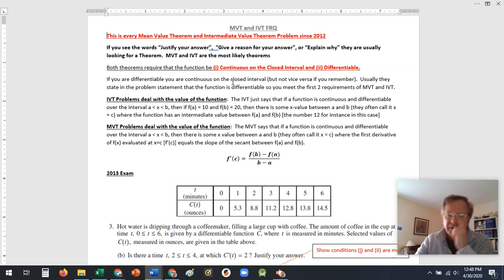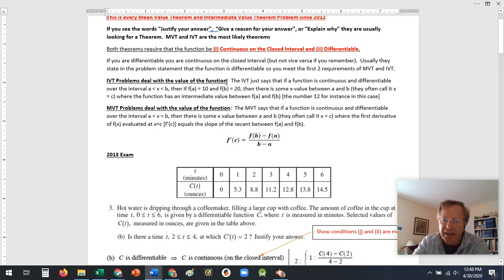That's hard to go backwards. So usually in these problem statements, early on, they're going to tell you that the function's differentiable. If the function's differentiable, it's going to meet the first two requirements of the MVT and the IVT. Okay? So what's an IVT problem look like?